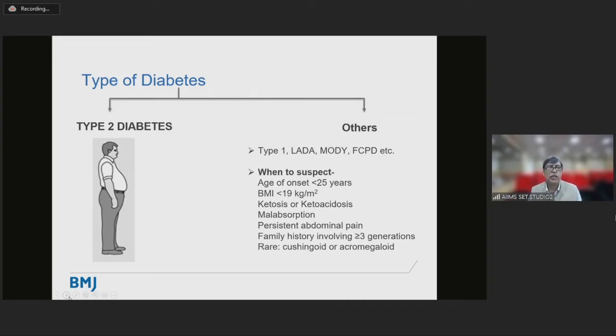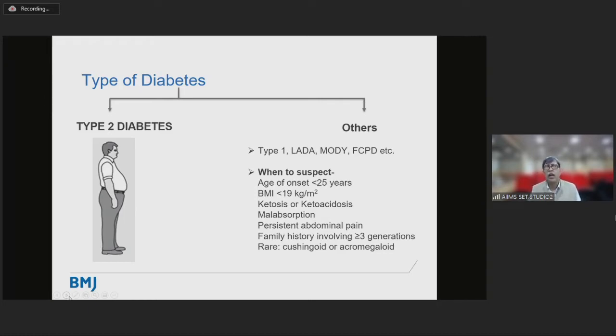A large bulk of diabetes that we'll see in clinical practice is type 2 diabetes, and therefore today's talk will be on the management of type 2 diabetes. But remember, you can have type 1 diabetes, you can have LADA, which is now called slowly progressive autoimmune diabetes, MODY, which are monogenic syndromes, fibrocalculous pancreatic diabetes, etc.